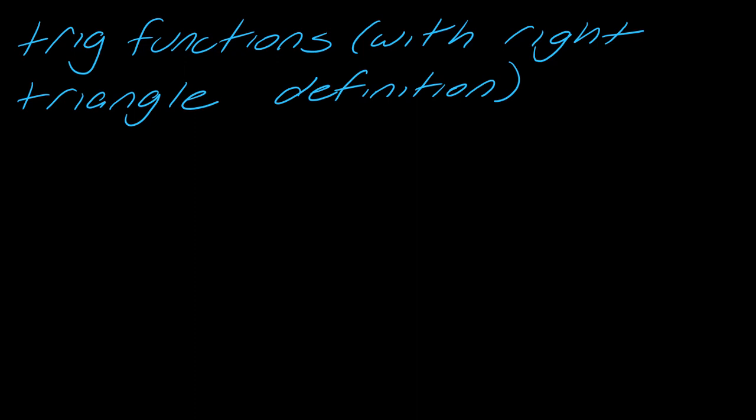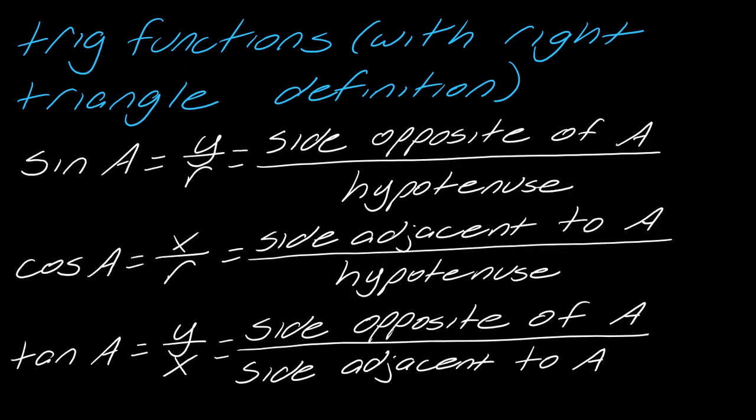Okay, so let's talk about the trig functions using this new right triangle definition. So just to remind you, sine of A used to be y over r. The new hotness is side opposite of A over hypotenuse. For cosine of A, used to be x over r. Now it's side adjacent to A over hypotenuse. And then tangent of A, this is y over x. Now we're going to call this side opposite of A over side adjacent to A.